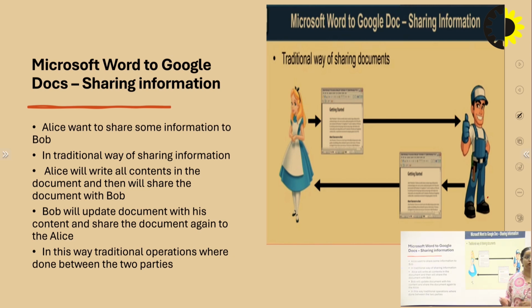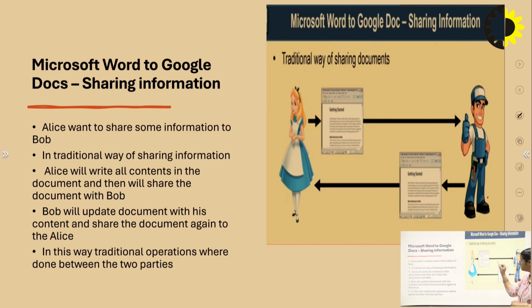So in that case, what is happening here? Party 1, that means Alice, will write content in the document and then share the document with Bob. Suppose first she writes something and then shares the information with the other party, that means with Bob. Now what will happen? Bob will update the document with the content and share the document again with Alice.